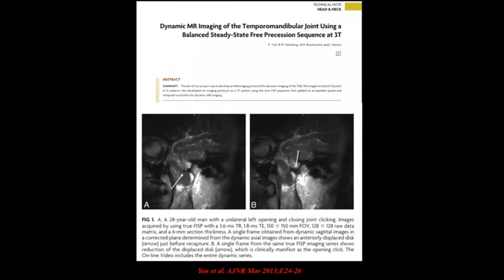Besides HASTE imaging, you can use FISP imaging, fast imaging with steady state precession. Advantages here include a steady magnetization state with increased signal to noise, as well as ultra short TRs with high spatial resolution.